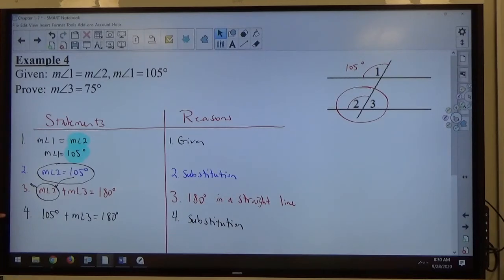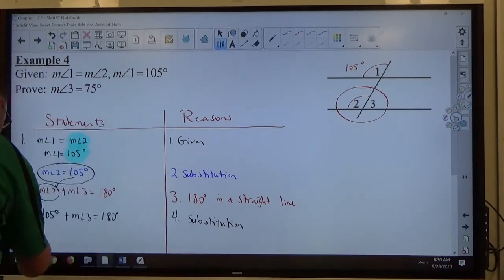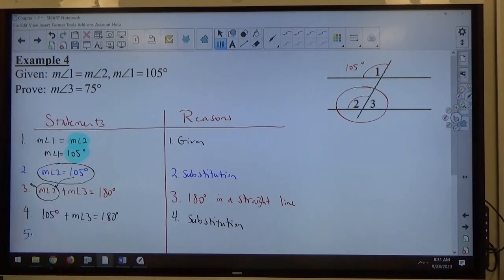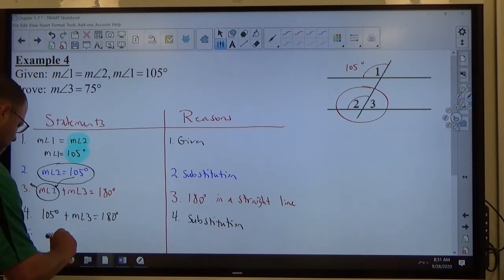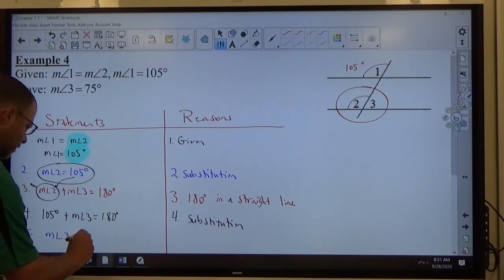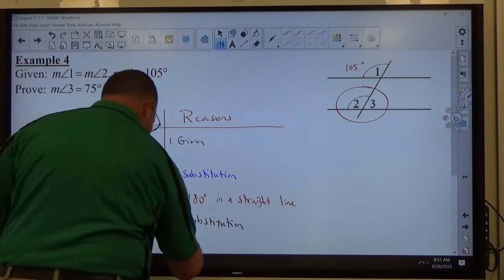And finally, if 105 plus angle 3 is equal to 180, we subtract 105 from both sides, right? That's an actual numerical value as opposed to some abstract angle 2 that we did last problem. But if we subtract 105 from both sides, we have an equation. If you have an equation, then you may subtract the same amount from both sides. That's the subtraction property of equality every time. So my final step here is to write that fact down. If I subtract 105 from the left, I'm going to be left with measure of angle 3. Subtract 105 from the right, I get 75. And that's by the subtraction property of equality.